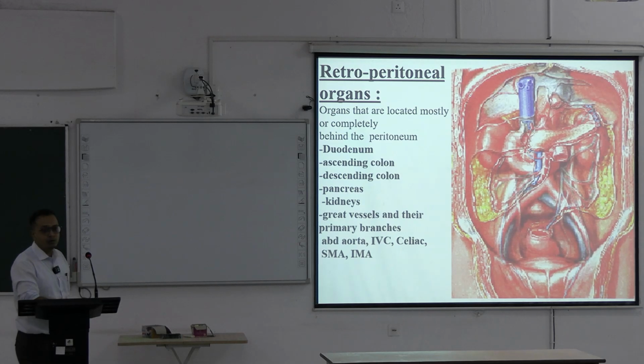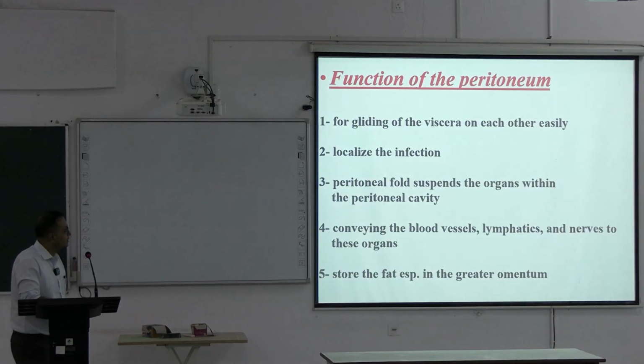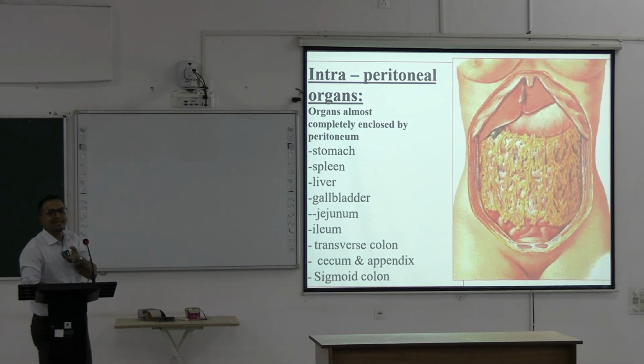Some of them are not covered by this particular peritoneum, we call them retroperitoneal. So, it is lying mostly behind the peritoneum. A part of duodenum, part of ascending colon, part of descending colon, pancreas, kidney, great vessels, that means inferior vena cava, abdominal aorta, and their branches, they are present behind the peritoneum. We call them retroperitoneal. So how do these things look? We divide it into two subgroups. We call them primary retro and secondary retro.